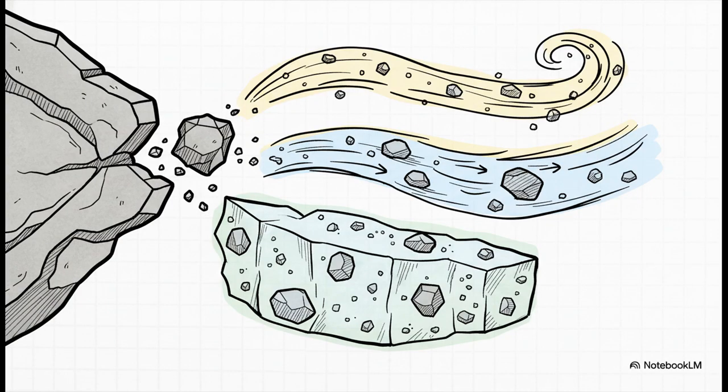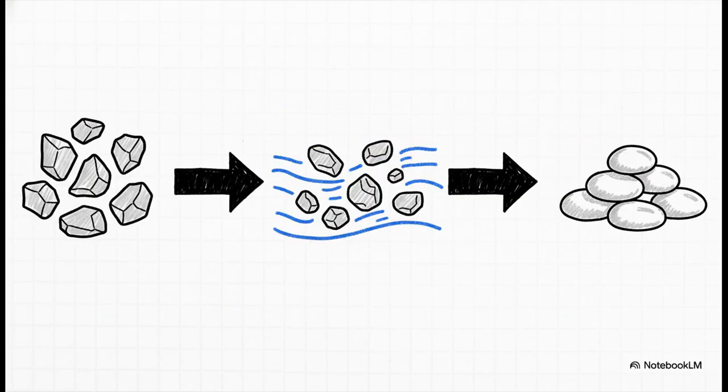Then it gets picked up by one of nature's massive transportation systems, maybe a rushing river, a powerful gust of wind, or even a slow-moving glacier. This is the start of a journey that could last for thousands of miles and, believe it or not, millions of years. And a journey like that has a huge effect.